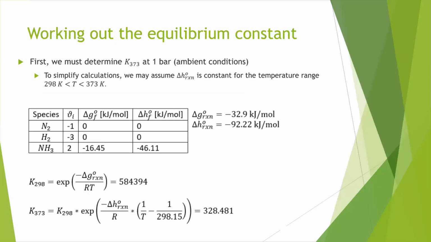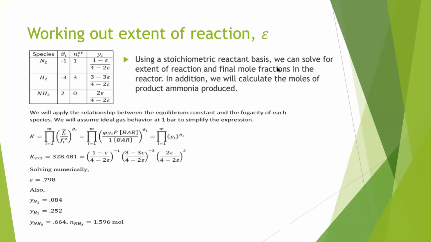To determine the equilibrium constant at 373 Kelvin, we must first calculate the Gibbs energy of reaction and enthalpy of reaction at 298 Kelvin. Using this data, we calculate the equilibrium constant at 298 Kelvin and then adjust for temperature effects. Using a stoichiometric starting reactant basis, we can write each of the substance's mole fractions as a function of the extent of the reaction. By applying ideal gas behavior at 373 Kelvin and 1 bar, the equilibrium constant product simplifies to leave one equation in one variable, the extent of reaction.